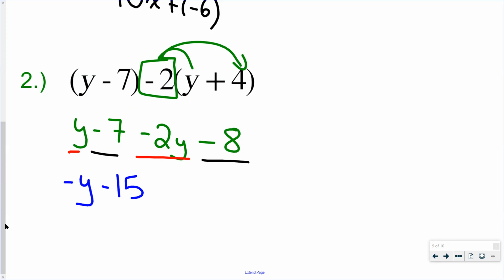So that's how this works. When you see that minus sign in the middle, you've got to remember to distribute the minus sign with that number.